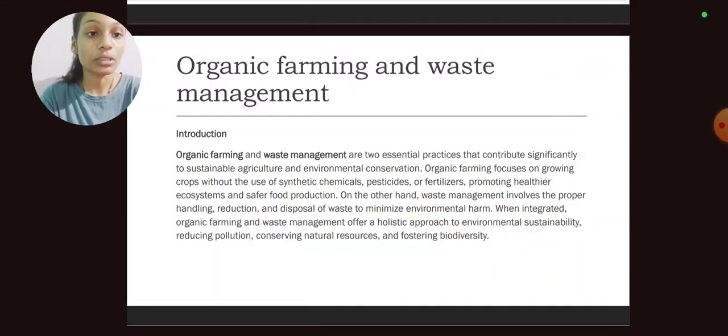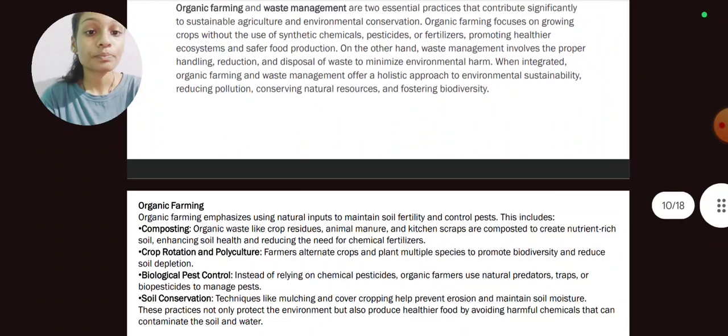food production. On the other hand, waste management involves the proper handling, reduction, and disposal of waste to minimize environmental harm. When integrated, organic farming and waste management offer a holistic approach to environmental sustainability, reducing pollution, conserving natural resources, and fostering biodiversity.